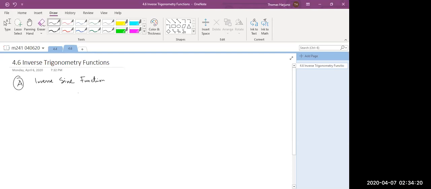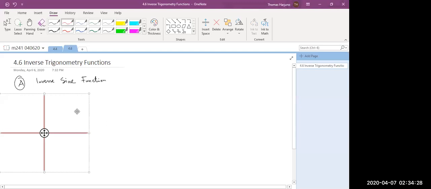Now we have known that the sine function looks like this. It looks like this, and then it goes forever and even goes backward too. Okay, and the period is 2 pi.